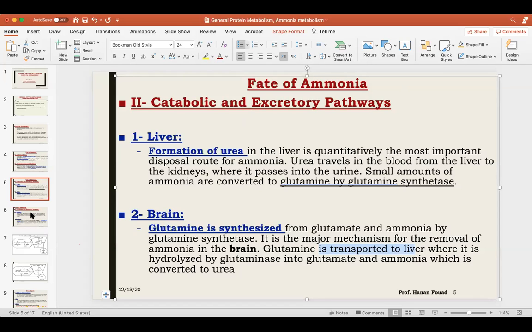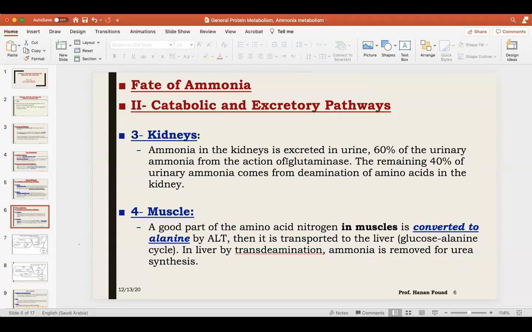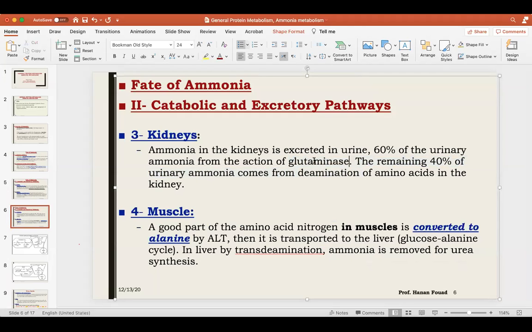Okay, the kidney. The kidney has glutaminase. Glutamine from the brain goes also to the kidney. And the kidney has a hydrolytic enzyme called glutaminase. It breaks glutamine and removes ammonia, and the ammonia goes directly into the urine, excreted in the urine. Another mechanism, 40% of ammonia comes from deamination of amino acids in the kidney. The kidney has enzymes which catalyze deamination. The kidney has transaminases. The kidney has oxidative deamination enzyme, and it removes ammonia, and the ammonia is excreted directly in the urine. The last thing, the muscle. I'm going to explain the muscle from the diagram.